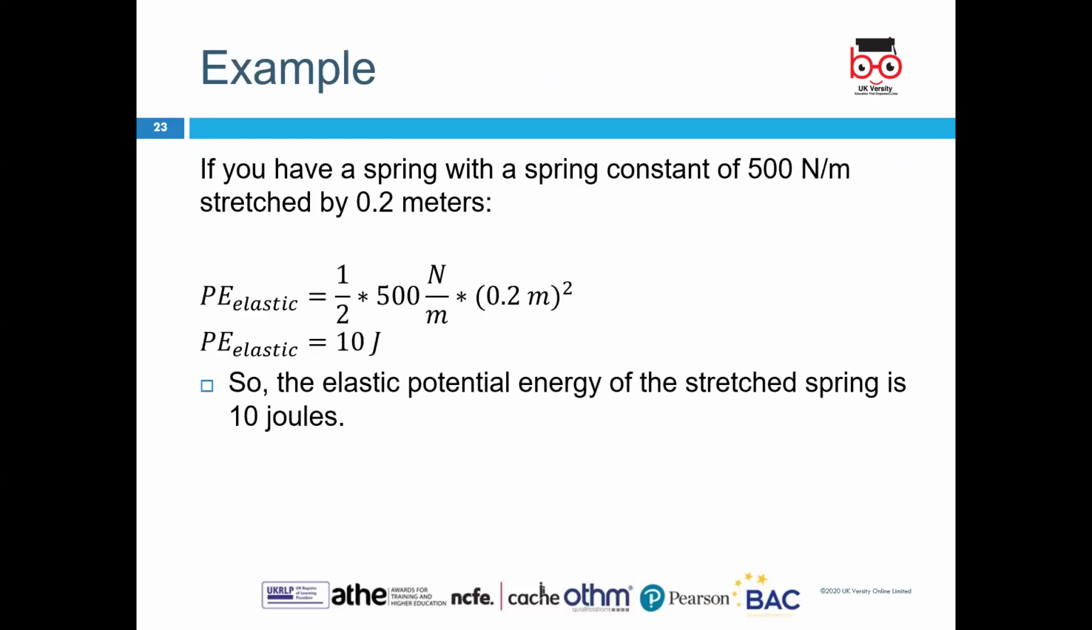So if you have a spring with a spring constant of 500 Newton per meter stretched by 0.2 meters, your elastic potential energy is equal to half into k into x square, which is half into 500 Newton per meter into 0.2 meter square. So PE elastic is equal to 10 joules. So the elastic potential energy stored in the spring is 10 joules. This is an illustration of an example of elastic potential energy.